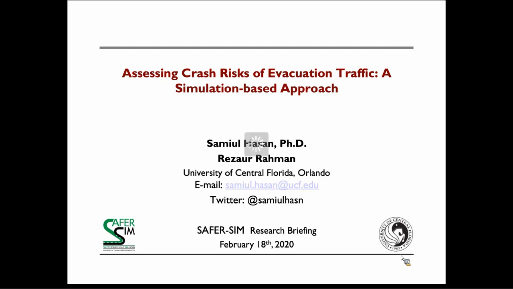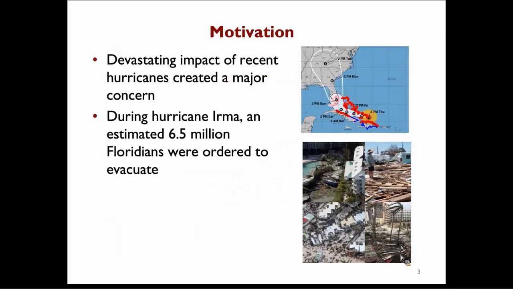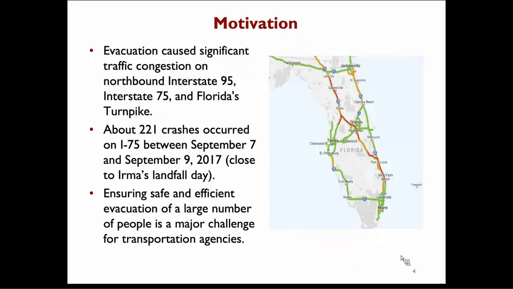So the motivation of this project comes from the devastating impact of the recent hurricanes, Irma, Harvey, Michael, and Matthew, and that created a major concern for most of the coastal regions in the United States. For example, during Hurricane Irma, about 6.5 million Floridians were ordered to evacuate. And this evacuation caused significant traffic congestion on many interstates in the state. For example, I-75, I-95, and the Florida Turnpike were highly congested.